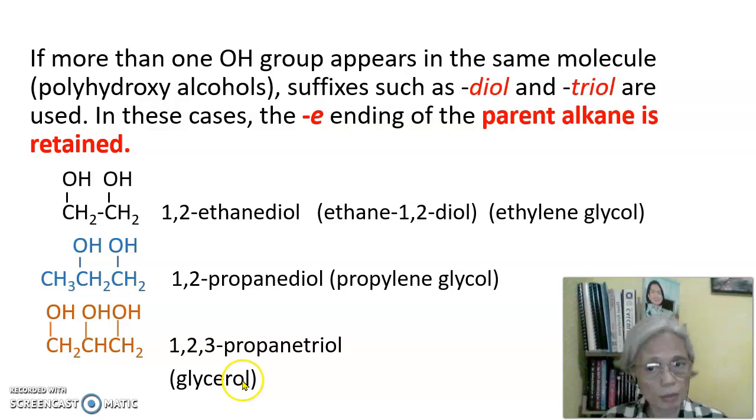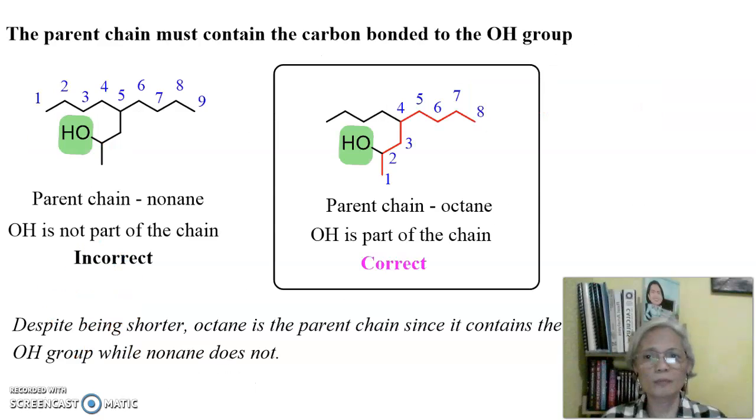Ganun din yung glycerol, 1,2,3-triol. Humectant din yung glycerol. So yung ginagawa naming hand sanitizer, ayun yung ginagamit naming moisturizer, yung glycerol. So again, we have polyhydroxy alcohols.